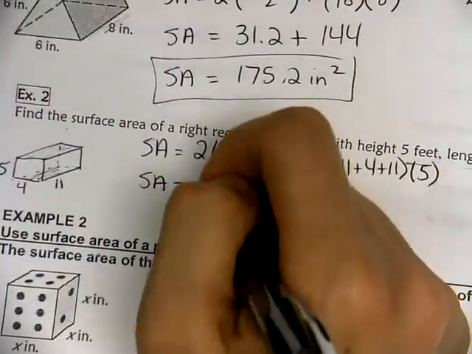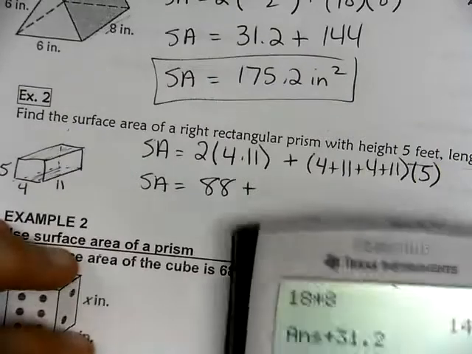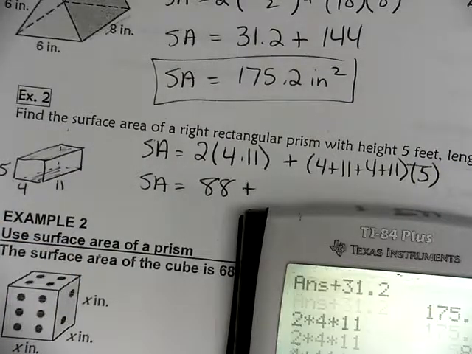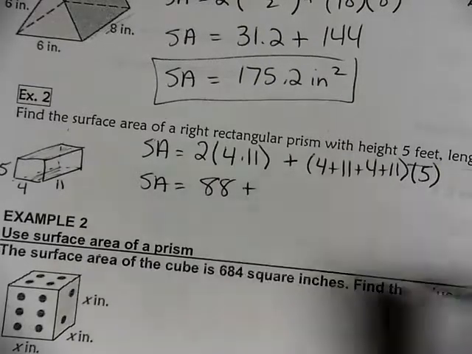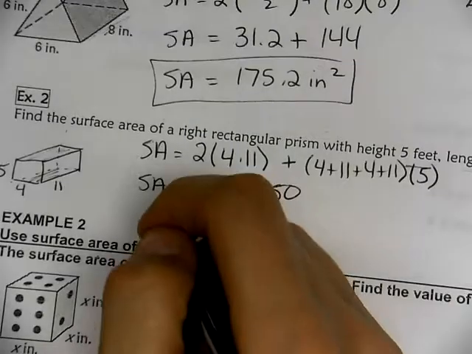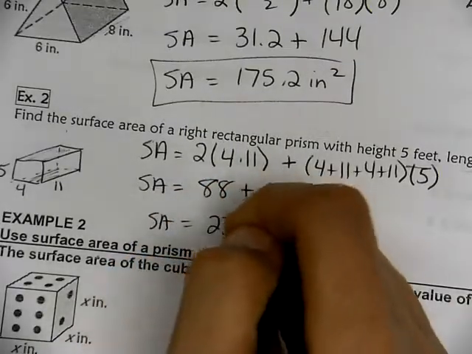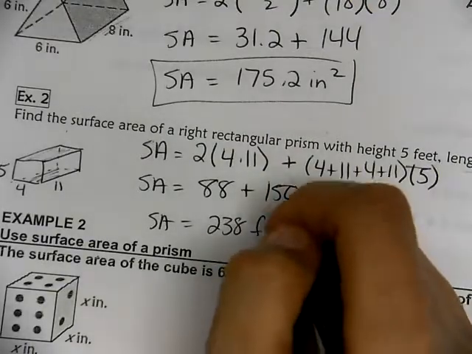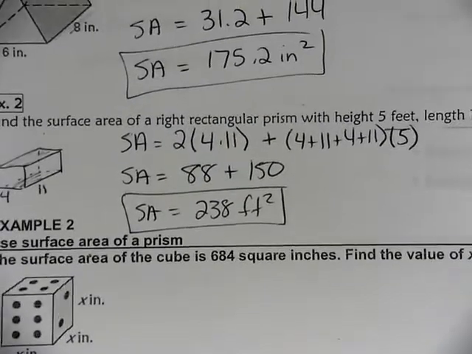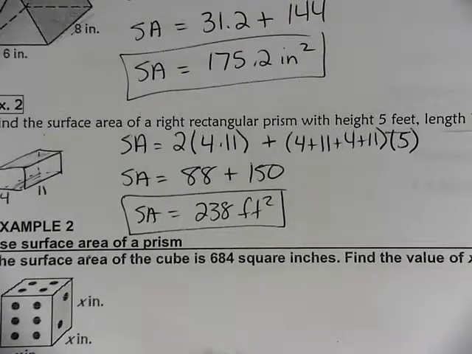So 88, 150. So our surface area here is 238 square feet. Now, if you come up with a different base, you may get a different answer. You shouldn't, but we'll see. Okay, let's talk about a cube.